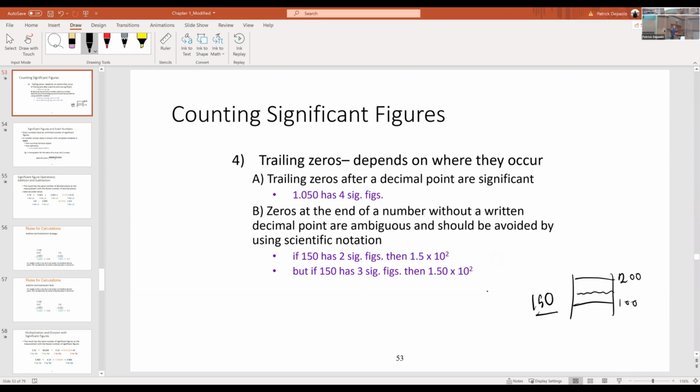Any questions about that? The way you'd write that in scientific notation would be 1.5 times 10 to the second, like here. Now, if 150 had 3 sig figs, which it would if it was written as 150 point, then you would write it as 1.50 times 10 to the second. Any questions on that? No? Make sense? Okay, good. All right.